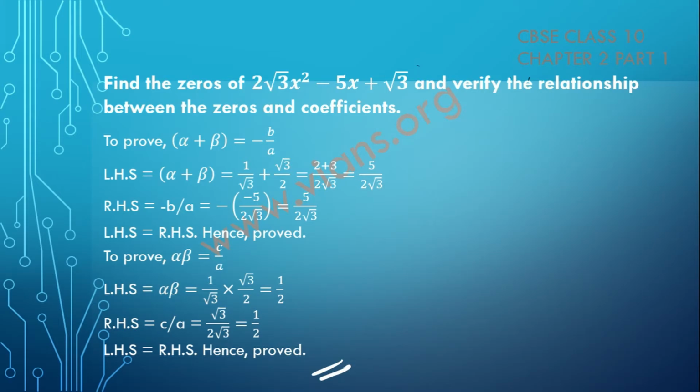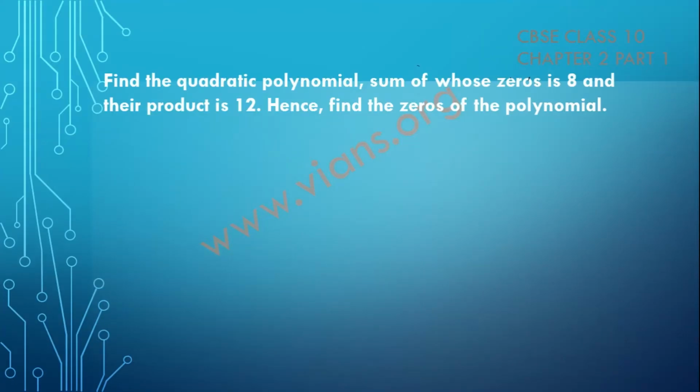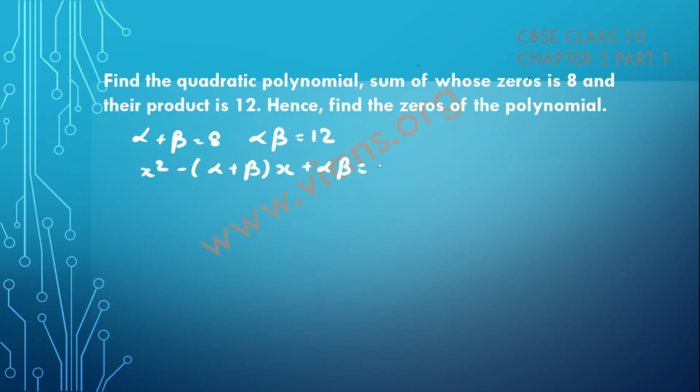Moving on to the next problem, that's our problem 9 for the day. This says find a quadratic polynomial, sum of whose zeros is 8 and the product is 12. Find the zeros of the polynomial. So we know that alpha plus beta, that's what's given in the question. Alpha plus beta is equal to 8 and alpha beta is equal to 12. We know any polynomial can be written in the form x squared minus (alpha plus beta) x plus alpha beta, which is equal to your f of x, right? So f of x is equal to x squared minus 8x plus 12. Right? So this is going to be a polynomial.